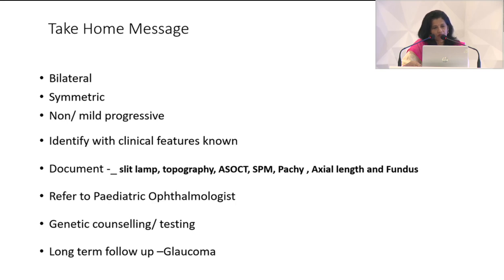The take-home message is we have now described a condition which is bilateral, symmetrical, mildly progressive maybe, with known clinical features. Document as much as possible. Refer to the pediatric ophthalmologist for amblyopia therapy. Genetic counseling and testing are very important to identify newer gene mutations maybe, and long-term follow-up, especially for glaucoma management.